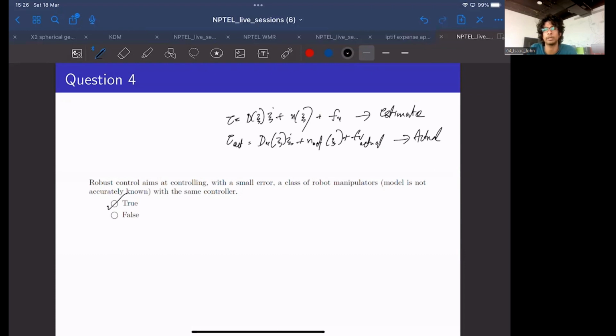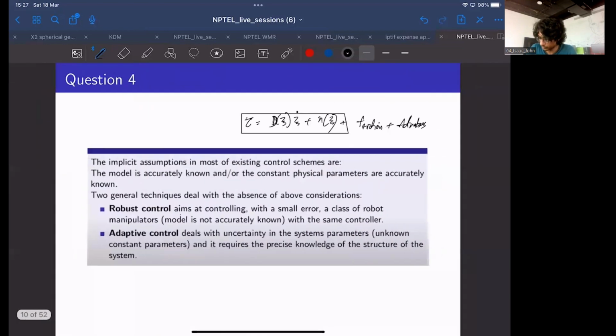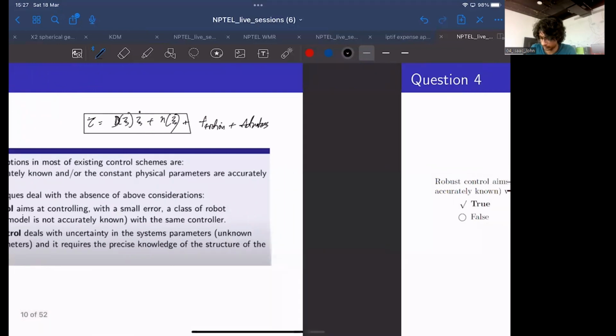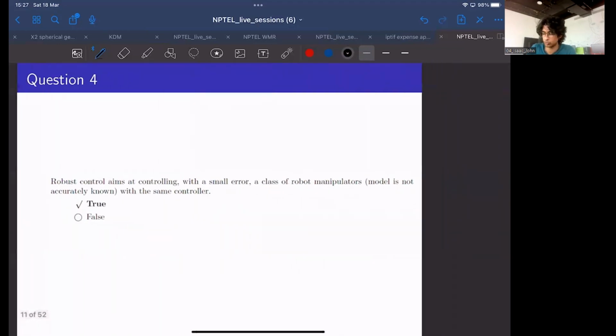We'll never know for sure, but the structure should be exact in case of adaptive control. Based on the definition itself, the correct answer is that the given statement is indeed a definition of robust control. So the answer is true.